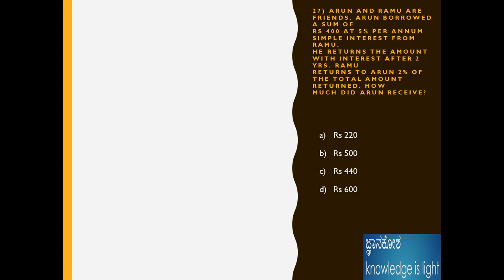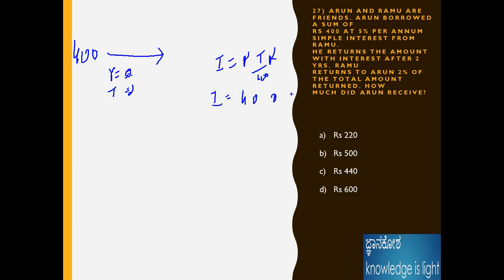Let's observe carefully, friends. Initially this was 400, with respect to 5% as well as 2 years. We already know the formula: I is equal to interest. We need to calculate PTR over 100. Therefore, I is equal to 400 into 5 into 2 divided by 100. Therefore, I is equal to 40. This interest is 40. Ramu returns 2% because Ramu borrowed 400 at 5% from Arun. He returned 2% of the amount.